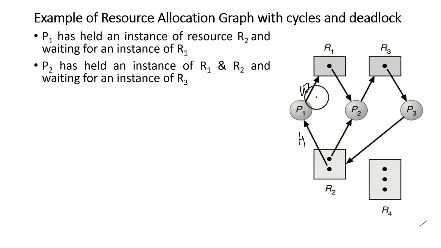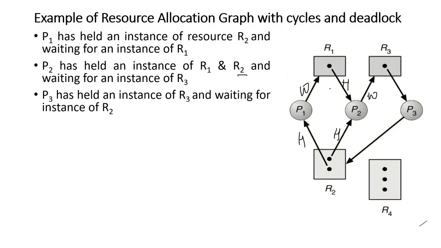Then P2 has held an instance of resource R1, that is hold condition, and an instance of resource R2. So P2 has held resources R1 and R2 and is waiting for resource R3. So this is a waiting edge. Then P3 has held an instance of R3 and is waiting for an instance of R2, that is known as waiting condition or the waiting edge.